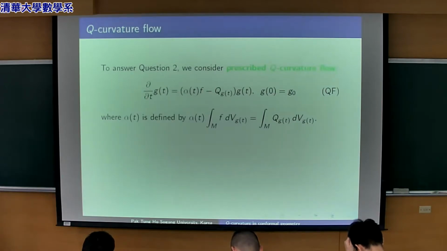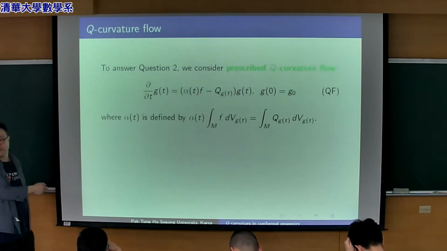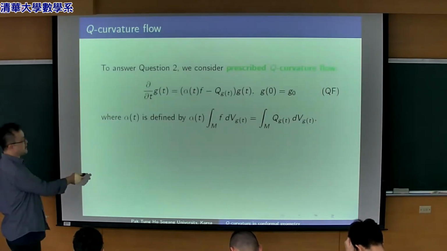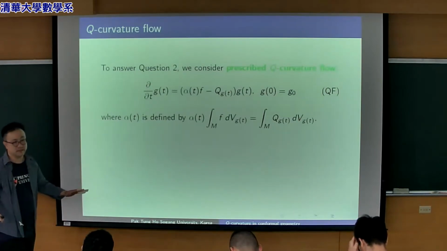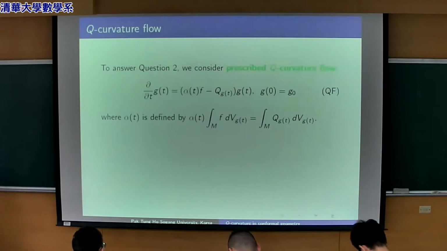But mainly what I want you to pay attention is this. You want to deform the metric according to the difference, Q minus F. Eventually, I want to deform the metric such that this becomes zero. Okay, Q equals F, then I'm done. I prescribe the Q curvature to be F. So for the time being, I will call this QF.